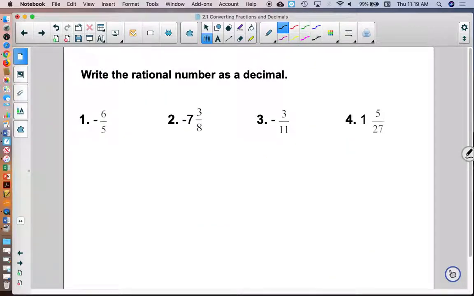Write the rational number as a decimal. Do number 1. Negative 6/5 as a decimal. What do you have to do? Do it. Mm-hmm. What? Set it up backwards, didn't you? Okay.